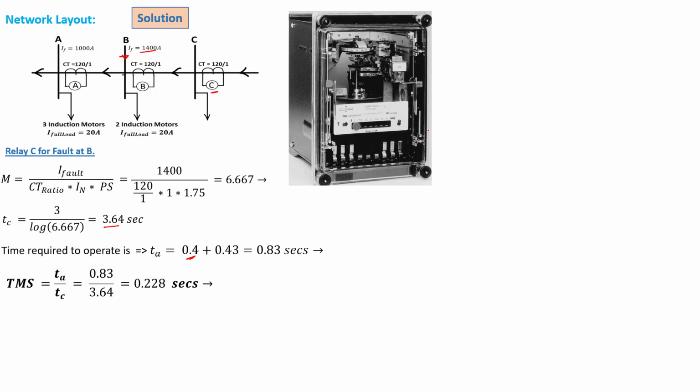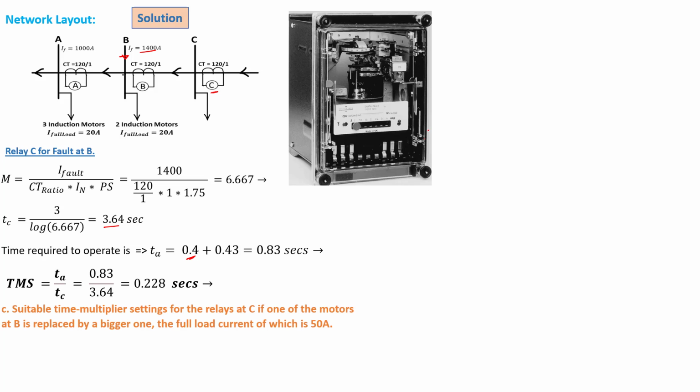Okay, so now we can move on to the next question, which is to calculate TMS settings for these same relays. But this time around, they are telling us a bigger motor is added on bus bar B. One of the motors at B is replaced with a bigger one. So we know that we had 2 motors on bus bar B. Now one of them has been replaced with a full load current of 50 amps.